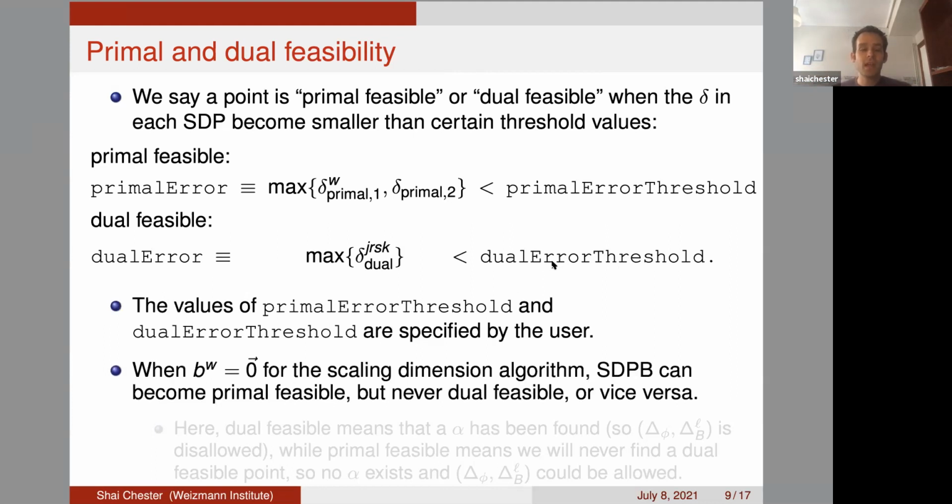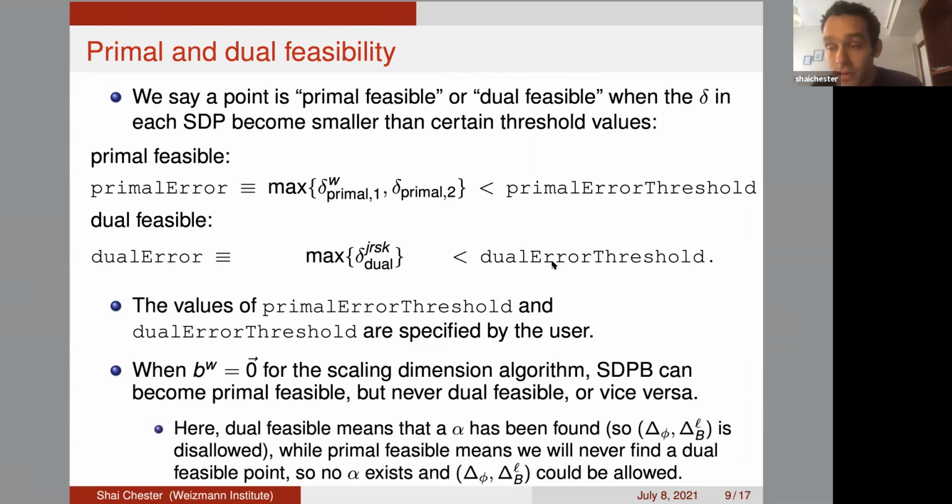So I should note that for the scaling dimension algorithm, recall that the quantity which you're extremizing is a vector of zeros. And so that means that SDPB can become primal feasible, but never dual feasible, or vice versa. So what I mean to say is that if it becomes primal feasible, it will never become dual feasible. And if it becomes dual feasible, it will never become primal feasible. And so once you found one, you know that the other will never happen.